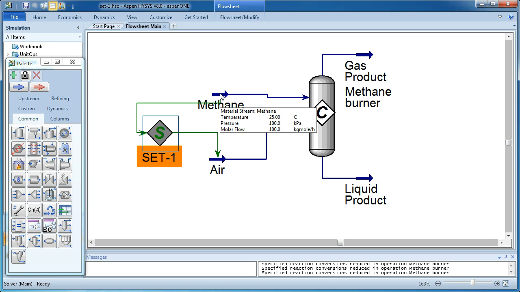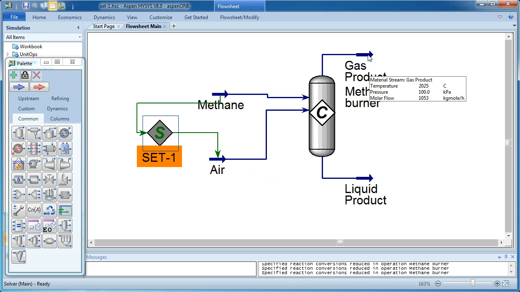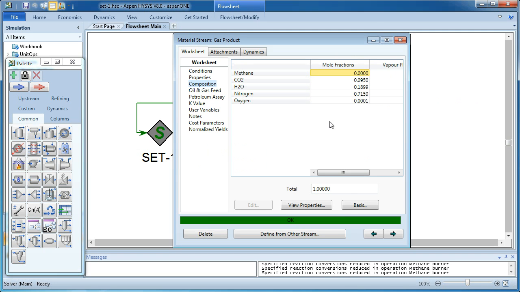So for a molar flow of 100 kilomoles per hour of methane, we end up with 953 kilomoles per hour of air. And then if we look at our gas product, we can look at the composition of that. In terms of mole fraction, it's 9.5% carbon dioxide, 19% water vapor, and 71.5% nitrogen.